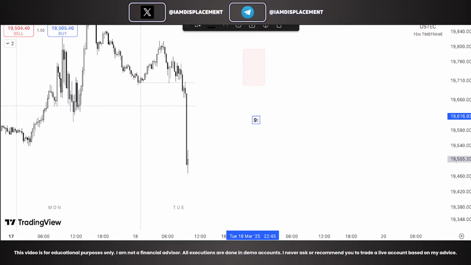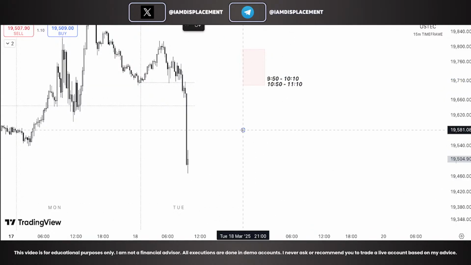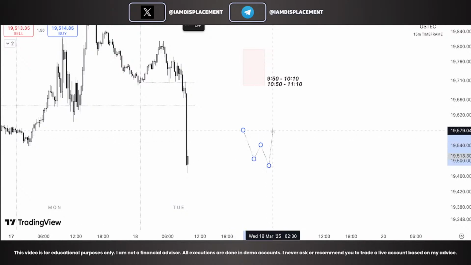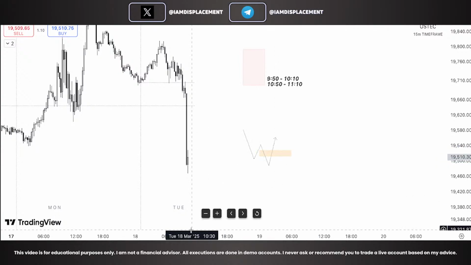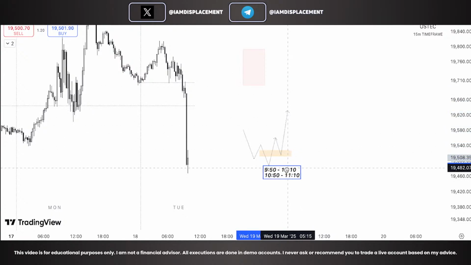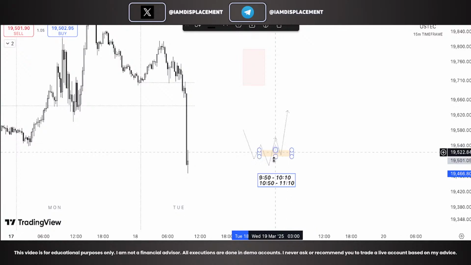between 9:50 to 10:10 or 10:50 to 11:10. You have to look for this price taking out a swing low, not breaking a structure, but doing an inversion, just closing an inversion, and you take the entry here. Your entry should be within these two time windows.